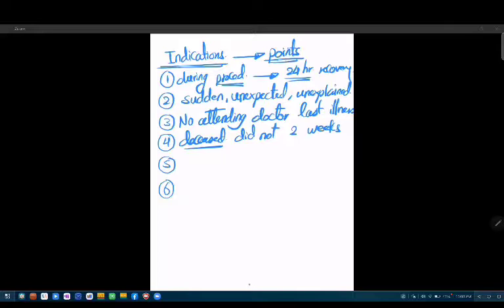Dr. S. Death in police custody. Police custody. Death in the police custody or jail, in prison.